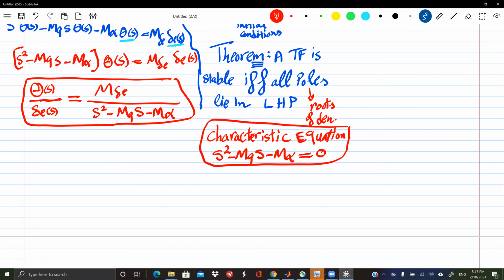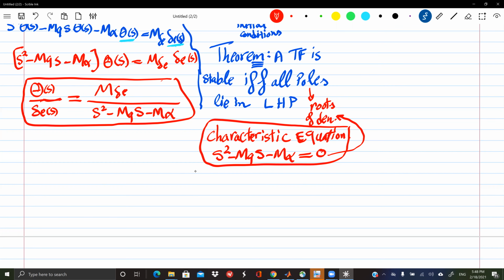Solve this equation to get the poles. Solve it for S, of course, because MQ and M alpha are constants. When you get the poles, all the poles must lie in the left half plane. So if they are real, they must be negative. If they are complex, focus on the real part, it must be negative. They must be in the left half plane.